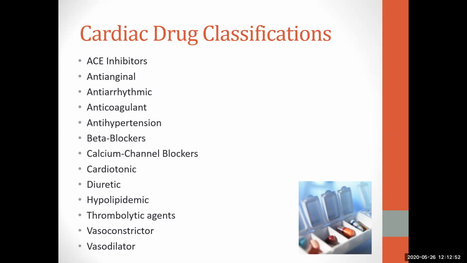Thrombolytic agents dissolve blood clots. Streptokinase or tissue plasminogen activator, TPA, where anticoagulants just kind of stop the blood from coagulating, forming clots. Thrombolytics will actually dissolve the clot. Vasoconstrictor is going to narrow blood vessels, decreasing blood flow, and vasodilators are going to dilate the blood vessel, increasing blood flow.